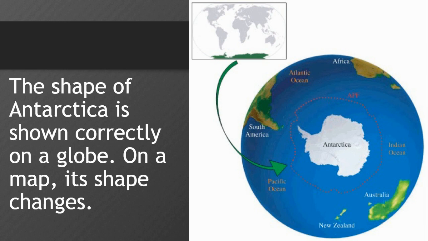That is why the shape of Antarctica, which is shown correctly on a globe, gets stretched out in a world map. Please look at this picture carefully. The shape of Antarctica on the globe and the shape of Antarctica on the map. There is a difference between both.